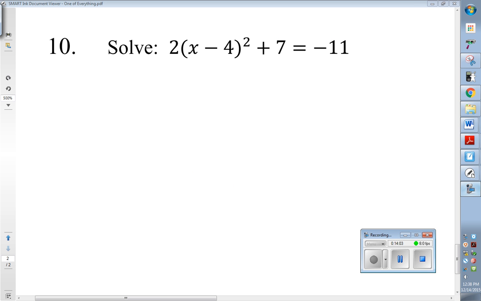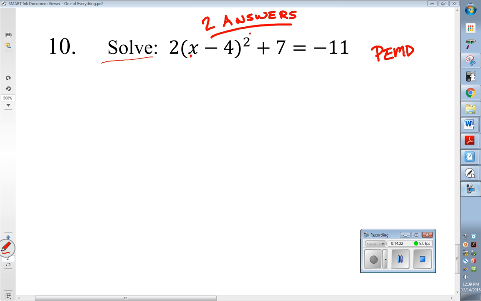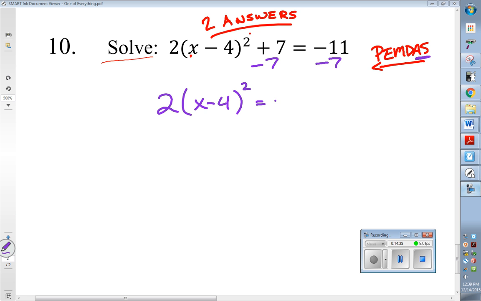Last one we're solving. So we look at the problem. We're trying to solve for x. It's an x squared problem, so I know I'm going to have two answers. Anytime I'm solving for x, I want to think I'm doing PEMDAS in reverse. So when I look at this problem, the first thing I want to do is add or subtract. So the first thing I want to do here is subtract 7. Negative 11 minus 7 is negative 18.